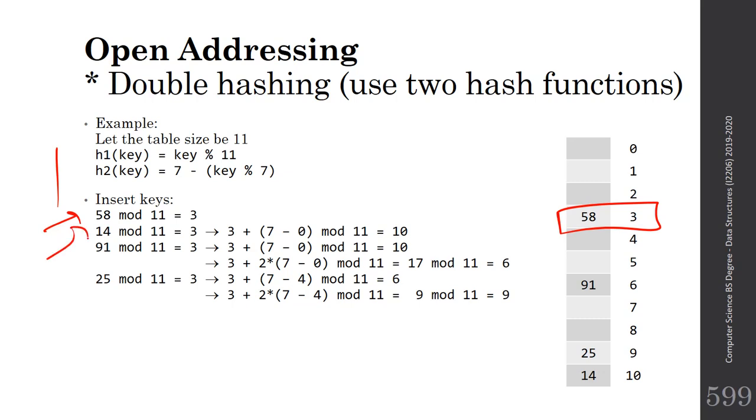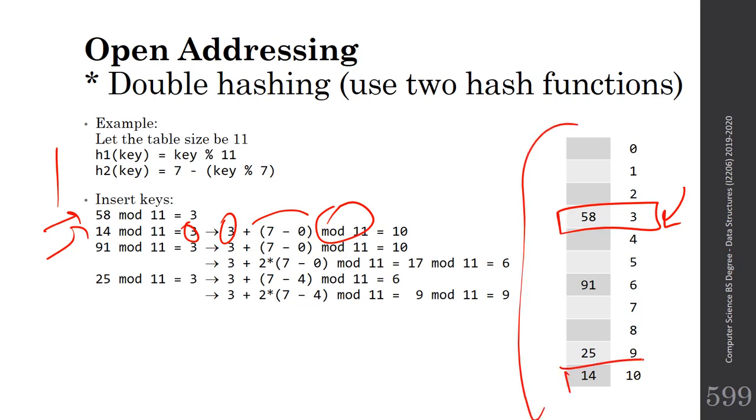I have 14. 14 hashes to 3. 3 is already occupied, so I should do h1 plus h2. So h1 is equal to 3, and h2 is equal to 7. And obviously all is modulo 11 because I need to place it in this table. So it will be equal to 10. So I place 14 at 10.